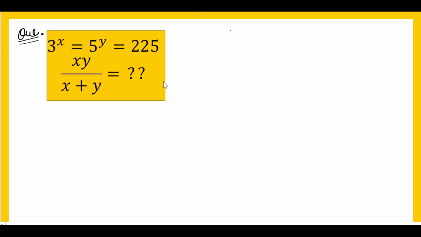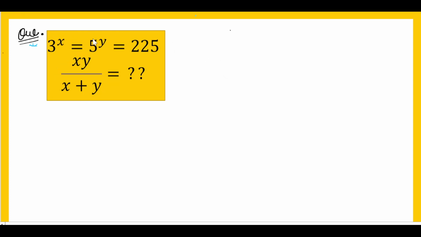Today I have the problem as you can see on the screen. ये problem है. We are going to solve this. We have a given expression and we have to find this expression. So let's do that without any further delay.